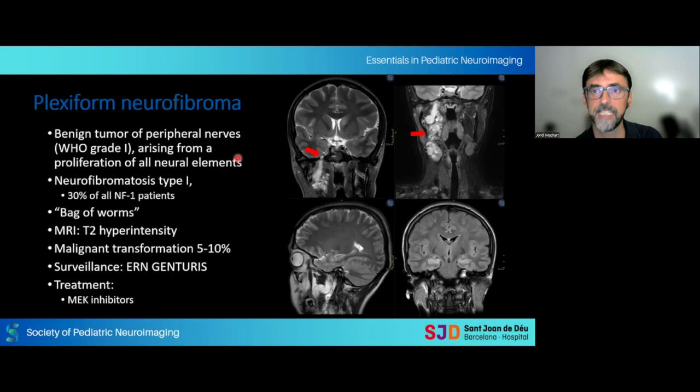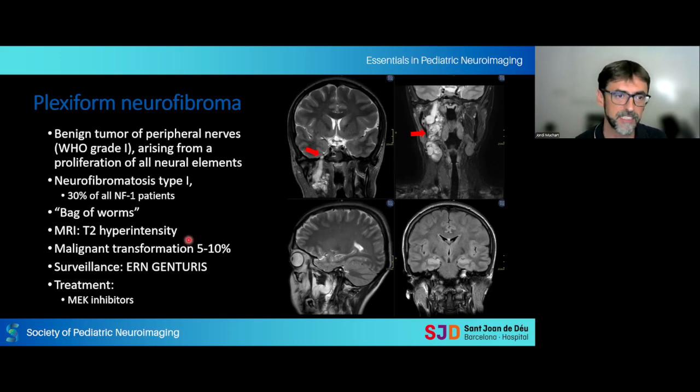This actually is a plexiform neurofibroma. But please check always the skull foramina, because this neurofibroma arises from the foramen ovale, from the third branch of the trigeminal nerve. These kind of lesions are almost pathognomonic of NF1, and it happens in roughly 30% of patients with NF1, and they can happen anywhere in the body. It looks like a bag of worms. It has this T2 hyperintensity, and they can have malignant transformation. So this patient might need surveillance.